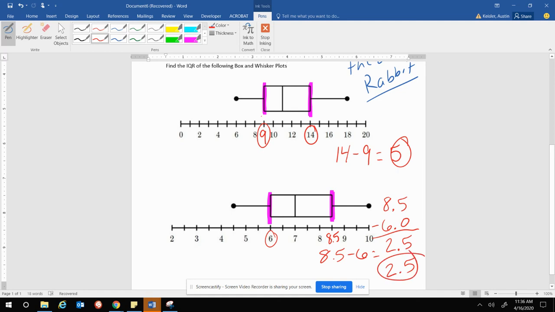2.5. So that's it. IQR is just like range, but you're just subtracting your third and your first quartile, aka you're just subtracting the 2 sides of your box.